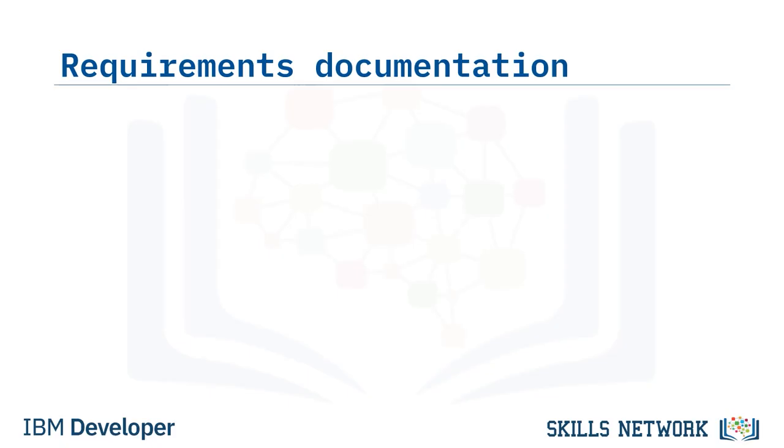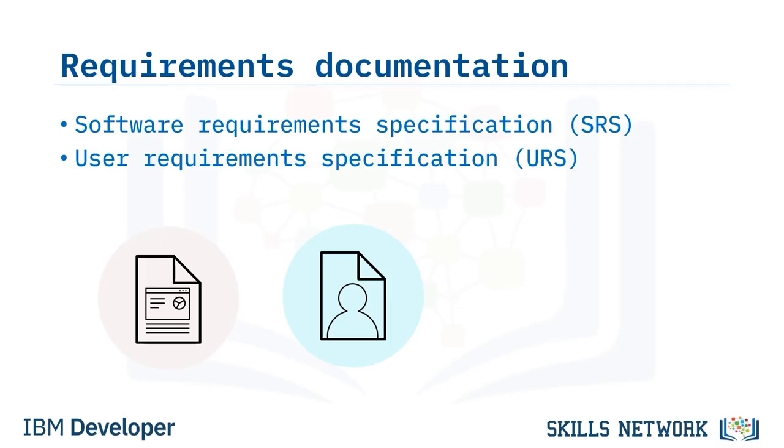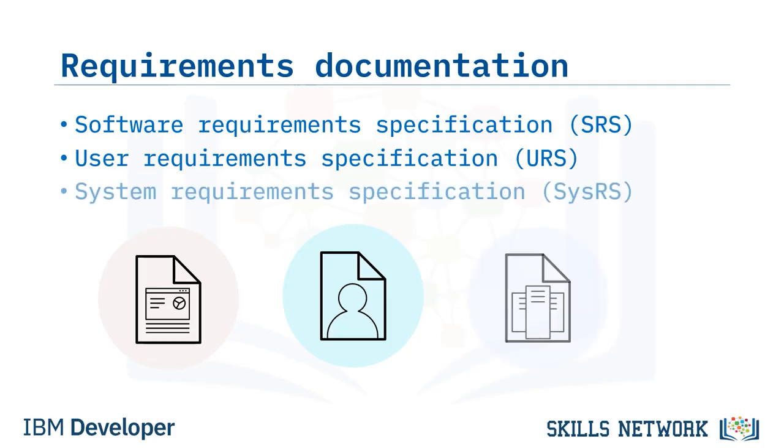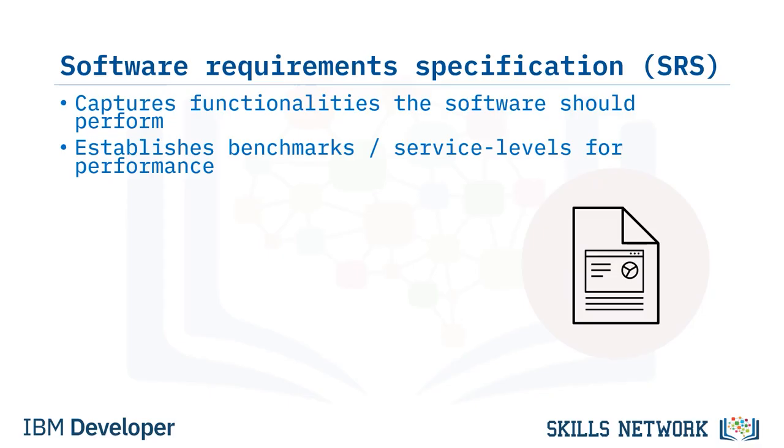Typically, there may be 3 documents that result from the requirements gathering process: Software Requirement Specification or SRS, User Requirement Specification or URS, and System Requirement Specification or SysRS. The most common of these is the Software Requirement Specification. The Software Requirement Specification, or SRS, is a document that captures the functionalities that the software should perform and also establishes benchmarks or service levels for its performance.